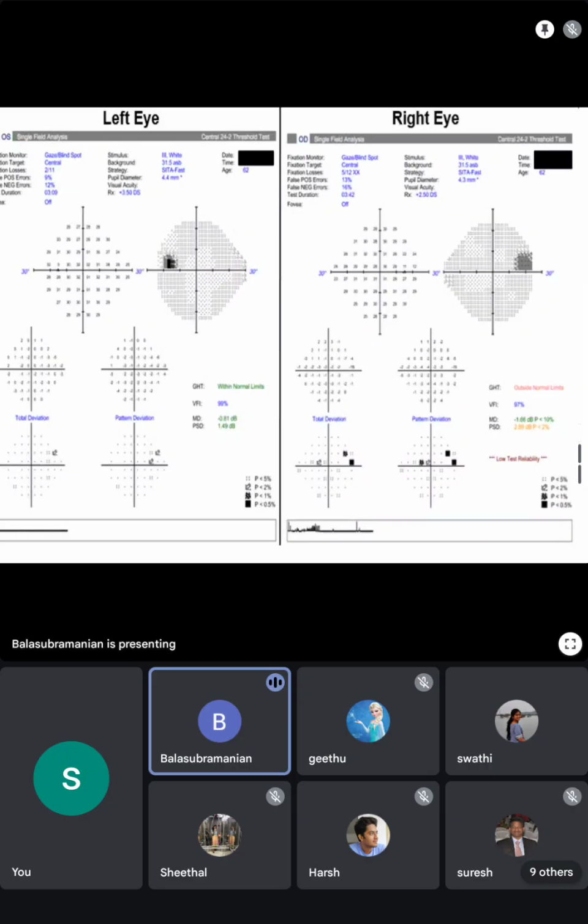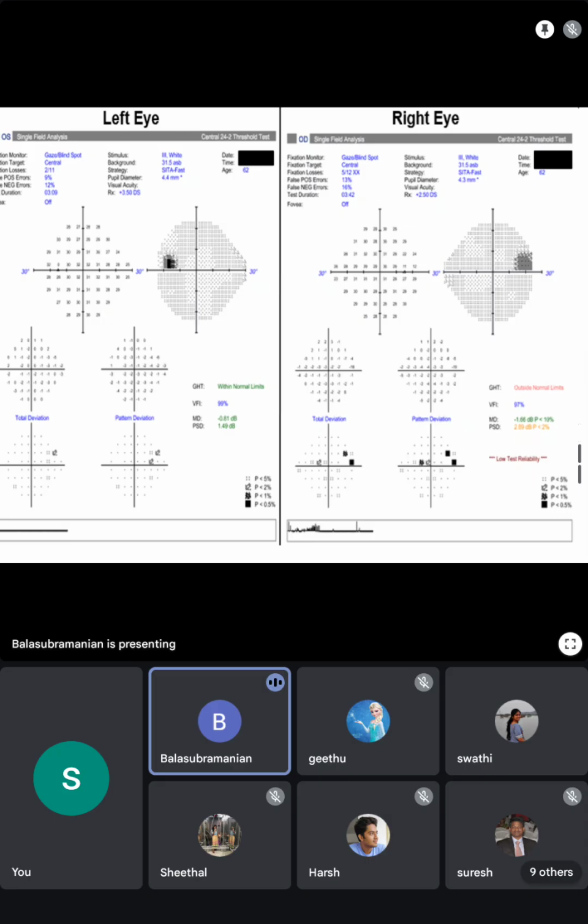The person has a good visual field index, very small mean and PSD. We can take it as relatively normal. These small changes, we cannot diagnose any disease. It is not alarming. We can wait. We can do it in the next test.